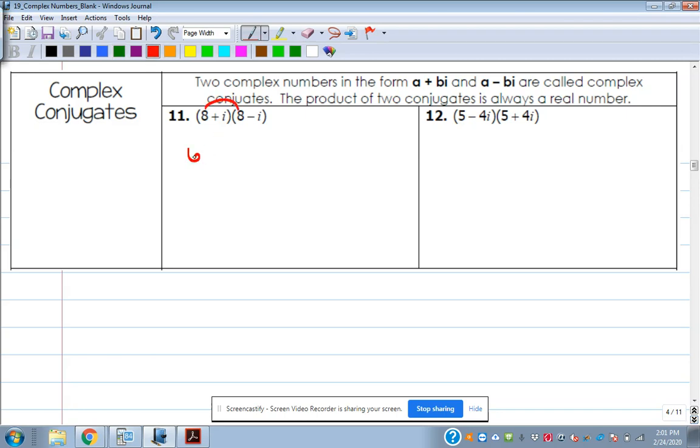8 times 8, 64, right? Minus 8i plus 8i minus i squared. And then we simplify. What happens to the 8 i's in the middle? Yeah, one's a positive, one's a negative, so they go away. What happens to i squared? Turns into positive 1.